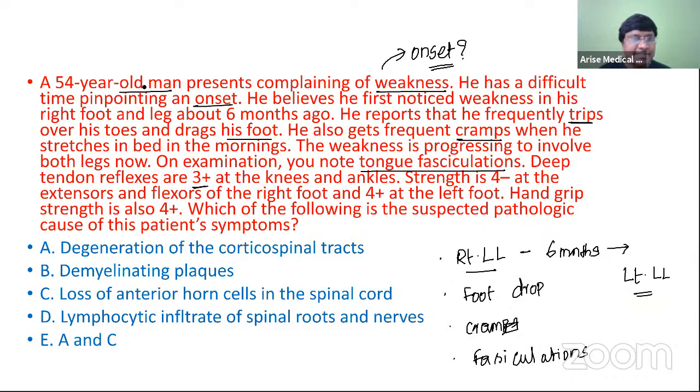The deep tendon reflexes are 3+, and strength is 4- at the extensors and flexors of the right foot and 4+ at the left foot, and hand grip strength is also 4+. That means the power is reduced. Which of the following is the suspected pathological cause of this patient's symptoms?